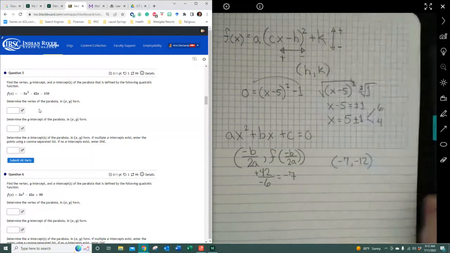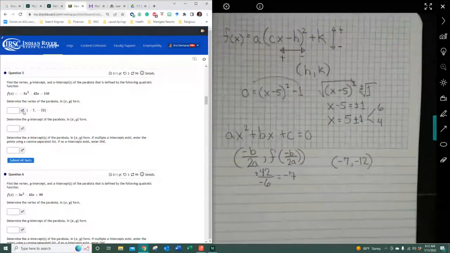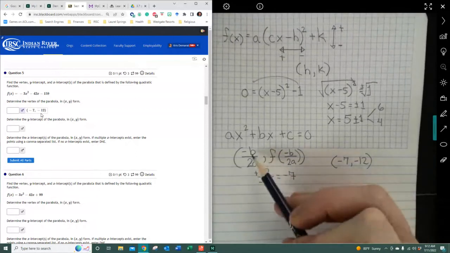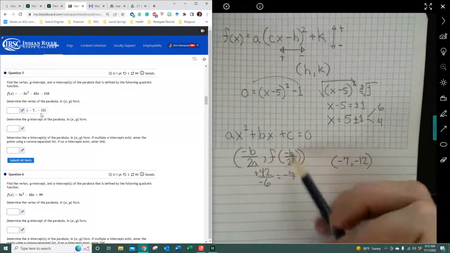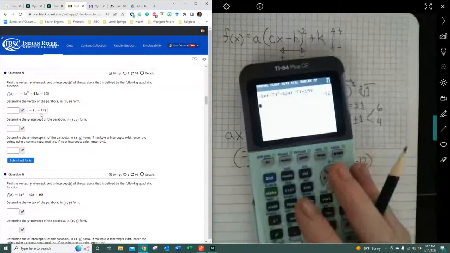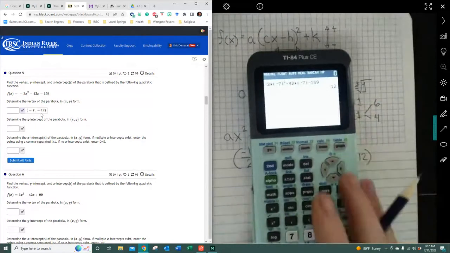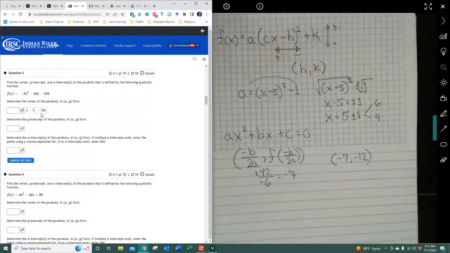We can just use our calculators to do all that. All right, (-7, -12). So that was a very important formula that I had to share with you, and then inserting it back into the equation. And a lot of this, students, is using this calculator. I mean, why do all the work? Let the calculator do its job.